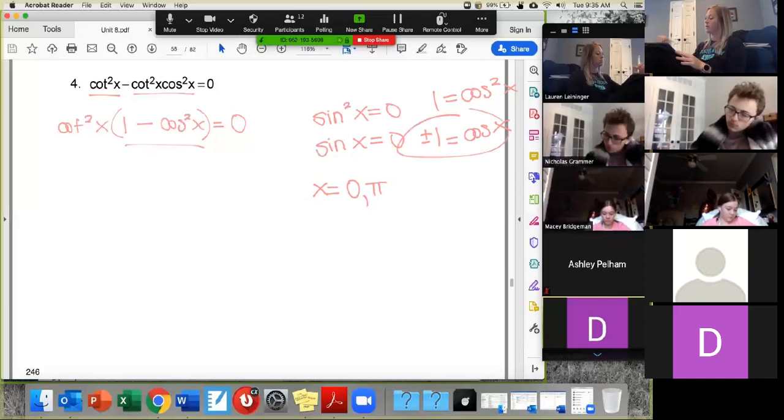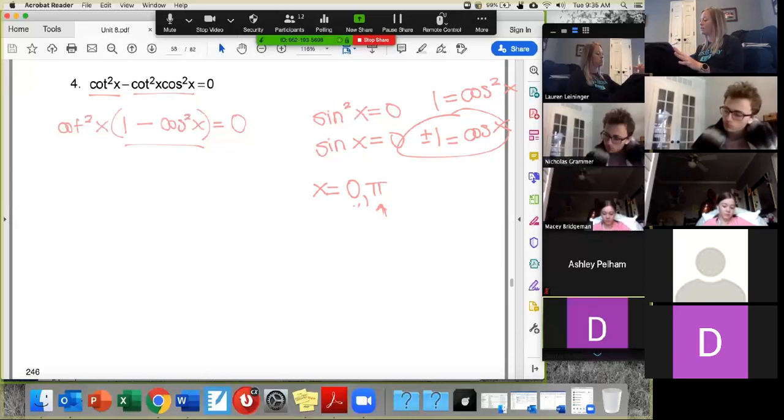Now, think about this one. Where is cosine equal to either positive or negative 1? Cosine's equal to 1 over at 0. Where's cosine equal to negative 1? Pi. See how we get the same answers no matter what?